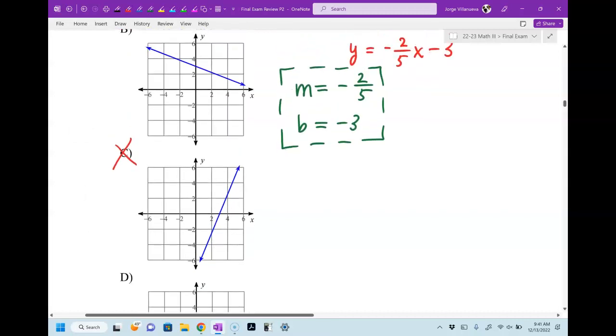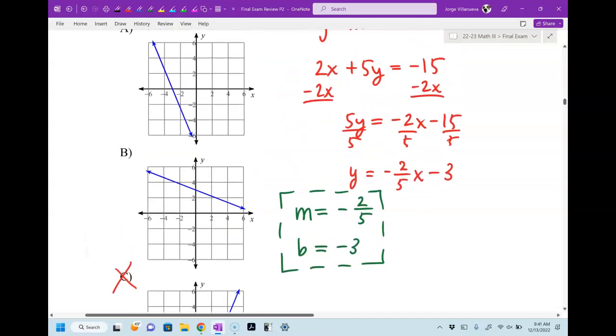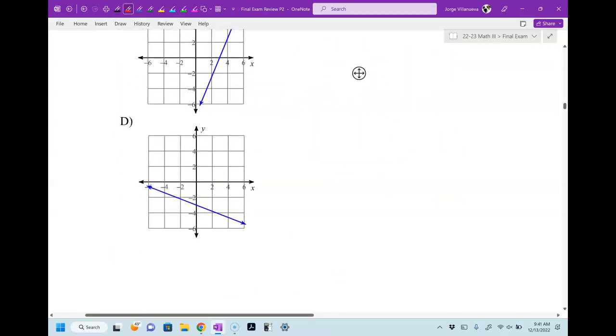And then I look at my b value. It has to cross negative 3 on the y-axis. So notice this A line is crossing way down here. That's not negative 3. Negative 3 is right here. Okay? So that one's wrong. The next one is crossing at what looks like 3, not negative 3. So that's wrong. And just to verify, this one right here is crossing at negative 3, right? It's right there. So this one has to be D.